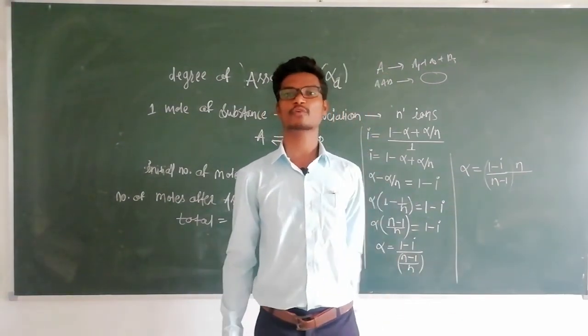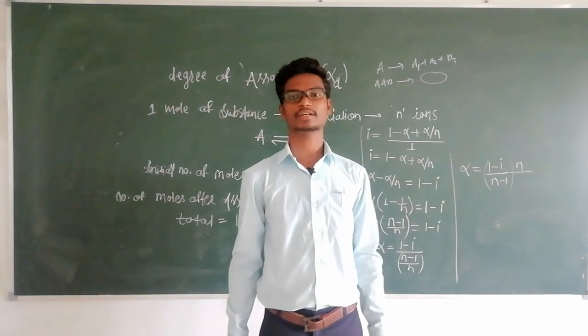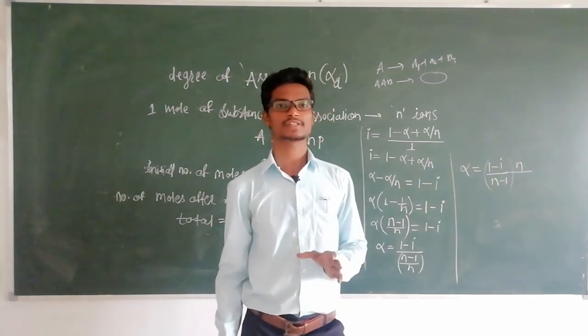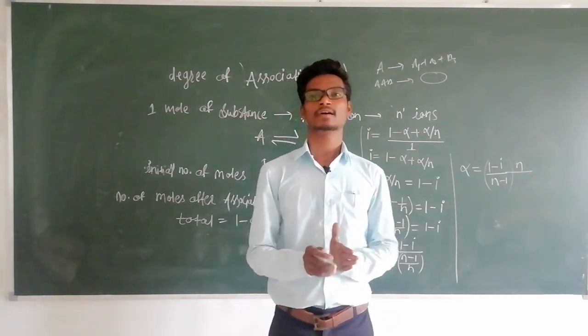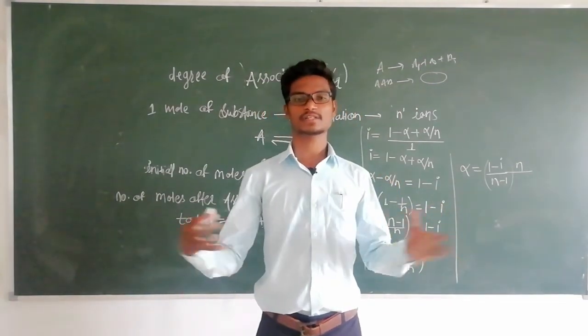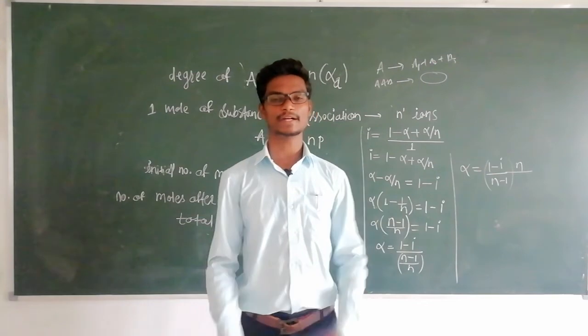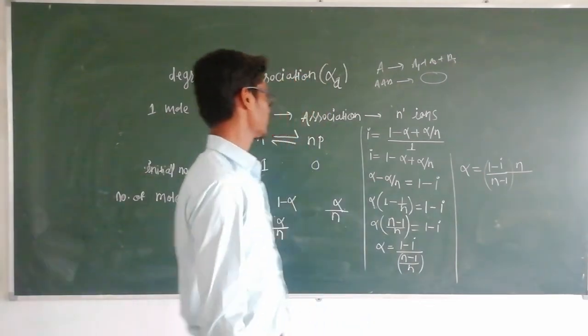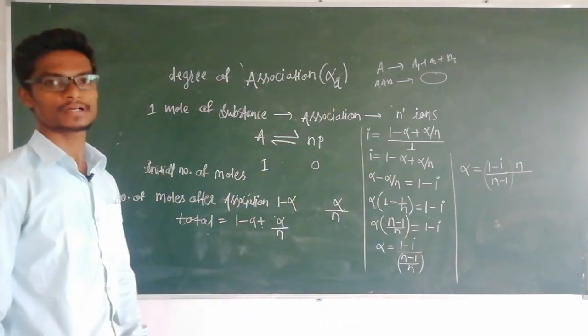This is the formula for degree of association. In case of dissociation, the substance gets dissociated into various forms, but in case of association, the substance gets recombined or combined into a combined form. Okay, this is the degree of association.